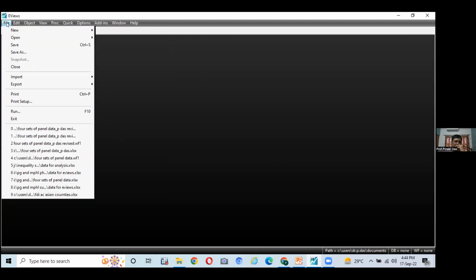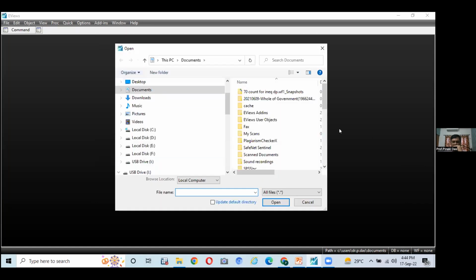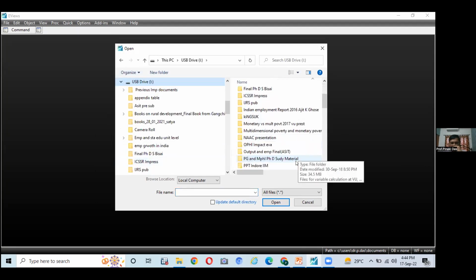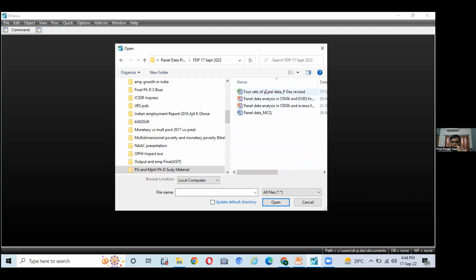Here under the file menu, there is the option to import the data. Here I choose import the data, then I select import from file. My data is available in this particular folder, the panel data presentation folder. Under this folder, this is the MS Excel file where my data is available.